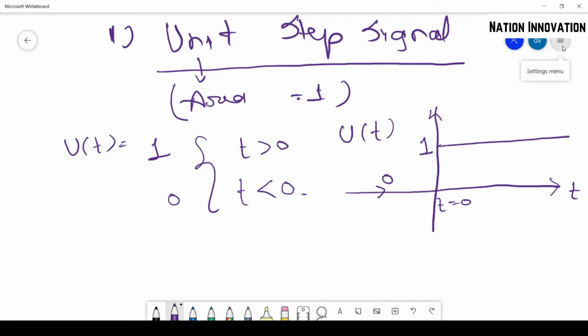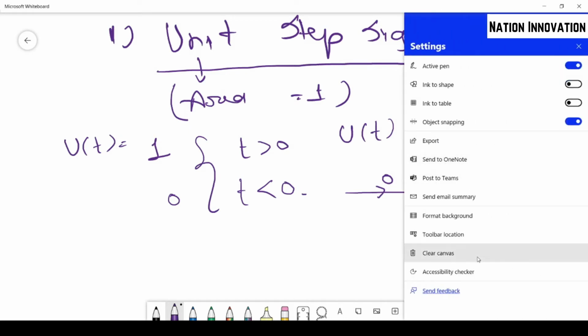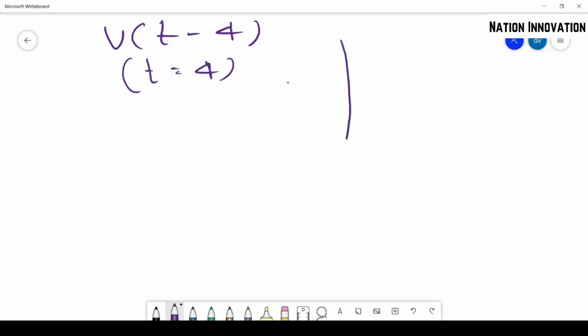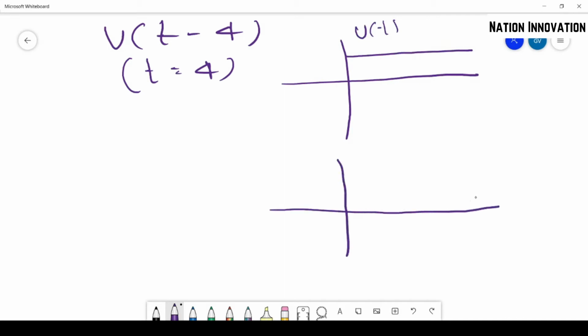Now let's apply all those operations which we have studied in the last sessions. If I have to perform u of t minus 4, I'll calculate its value, which is t equal to 4 for t minus 4 equal to 0. u of t was defined like this, but for u of t minus 4, it will be defined from t equal to 4, and its area will be 1 only.